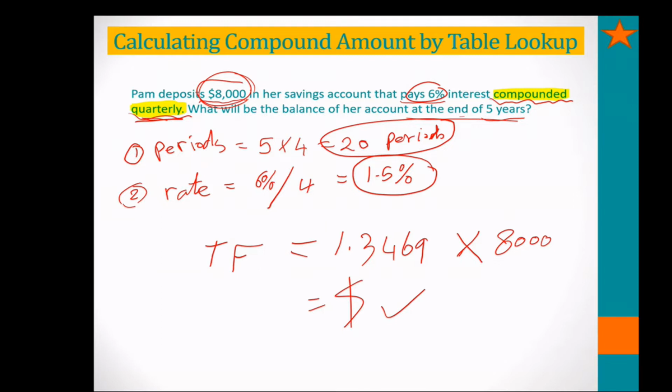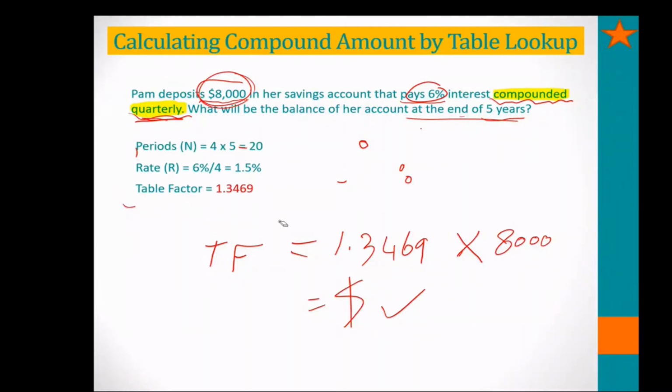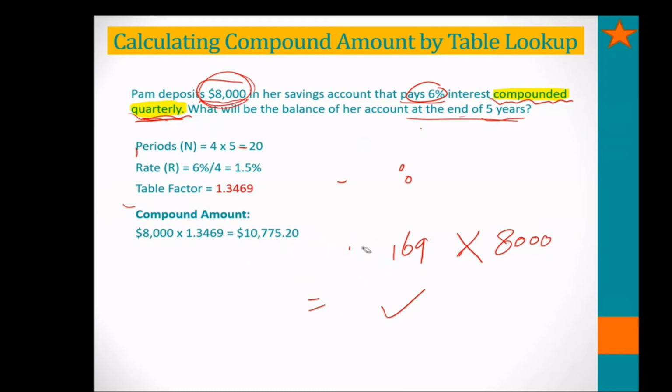Okay, let's see the solution written out better. It's 20 periods at 1.5%. This is the table factor. So the compounded amount is 8,000 times the table factor. You get $10,775. It means $8,000 after 5 years with 6% interest compounded quarterly will become $10,775.2. That's all.